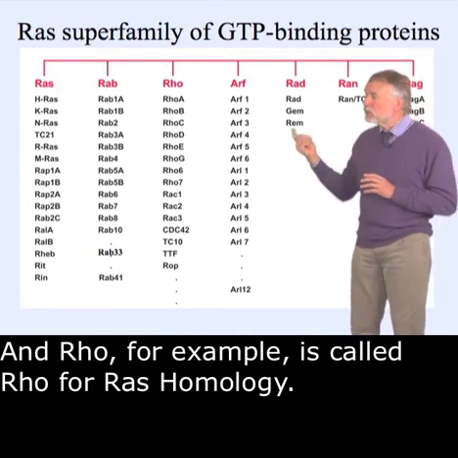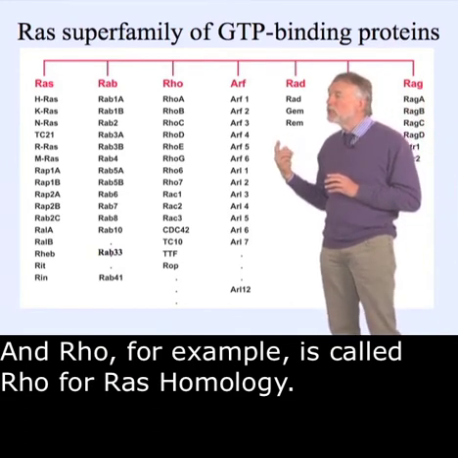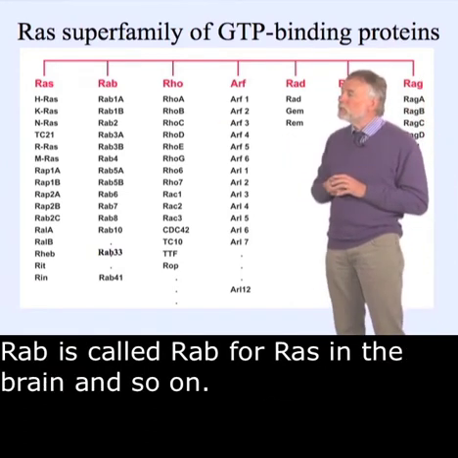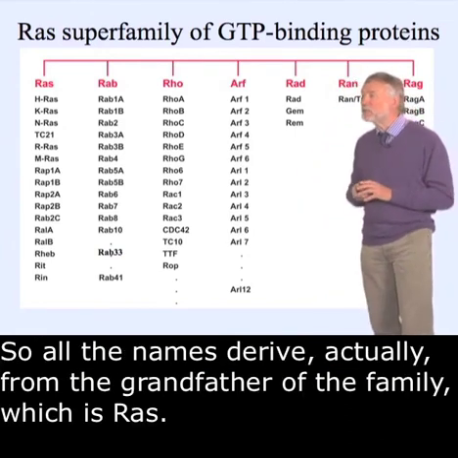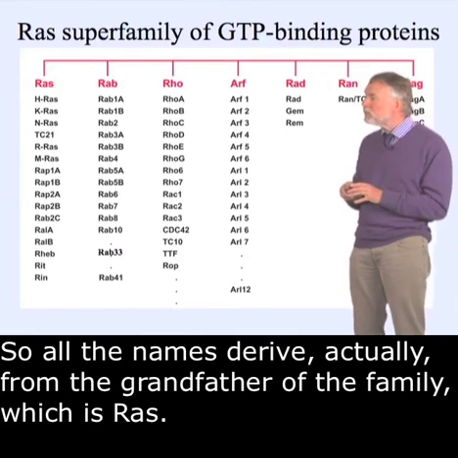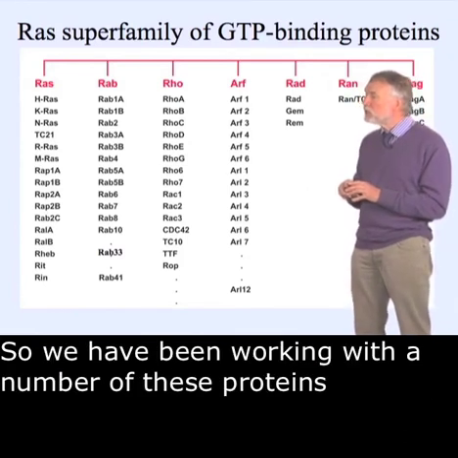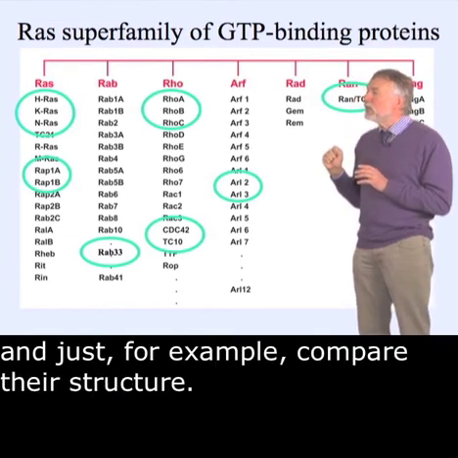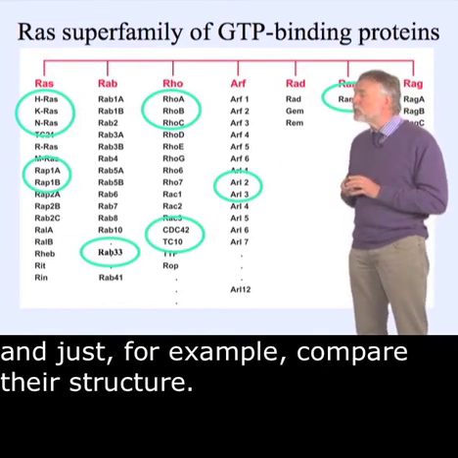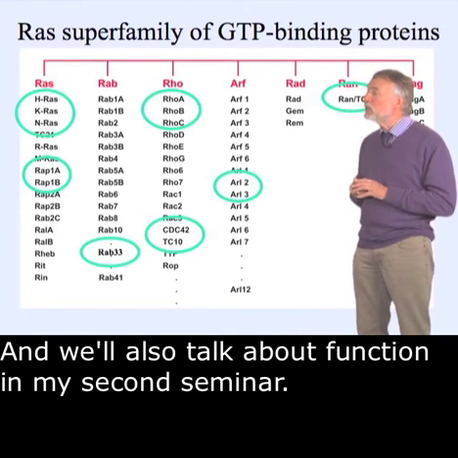And Rho, for example, is called Rho for RAS homology. RAB is called RAB for RAS in the brain, and so on. So all the names derive actually from the grandfather of the family, which is RAS. We have been working with a number of these proteins. Now we'll show you a few examples of these and, for example, compare their structure. And we'll also talk about function in my second seminar.